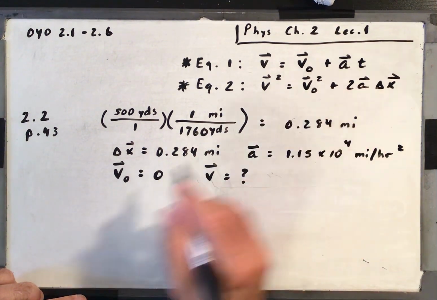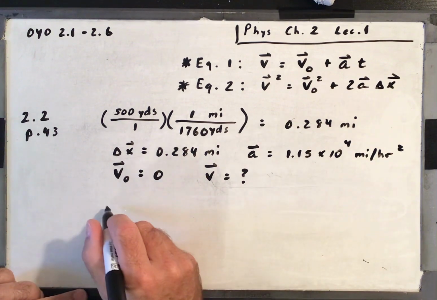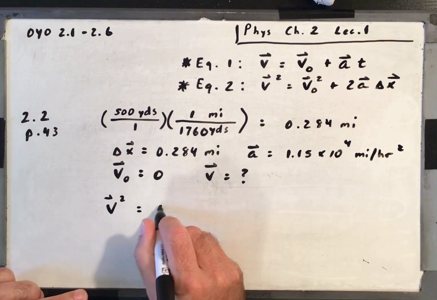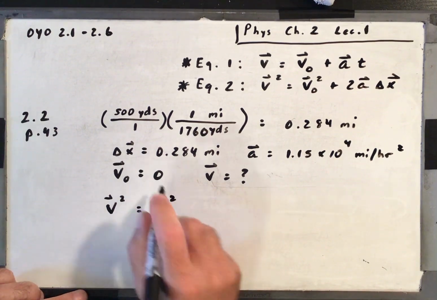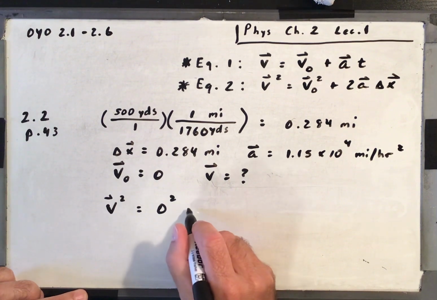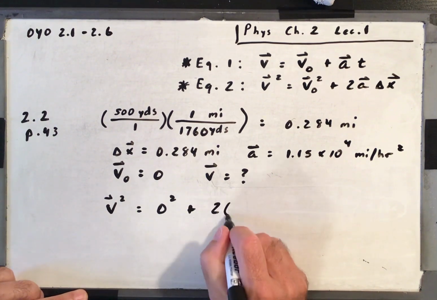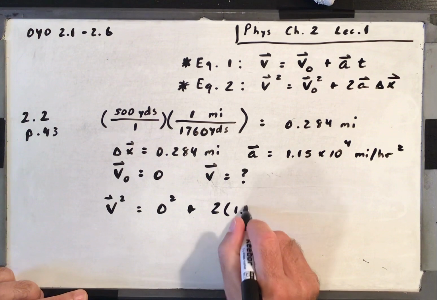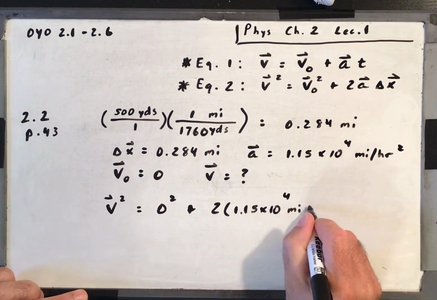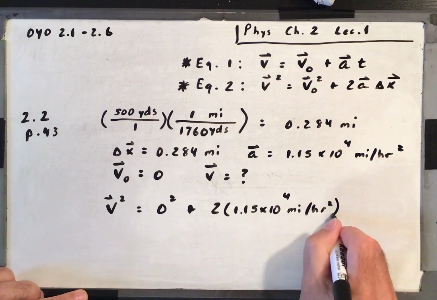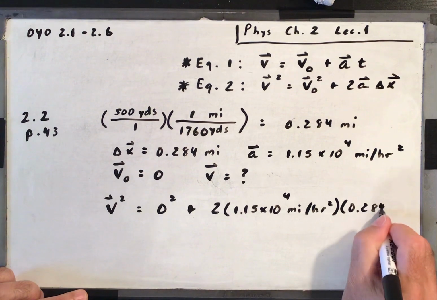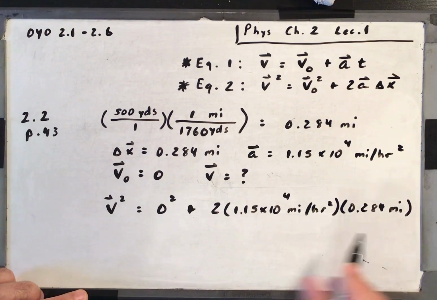Okay, so let's use equation 2. No time is involved in this problem, so we have the final velocity squared is equal to initial velocity squared, which is 0. I'm putting that there for illustrative purposes here. Plus 2 times the acceleration, 1.15 times 10 to the 4th miles per hour squared, times the displacement, 0.284 miles.